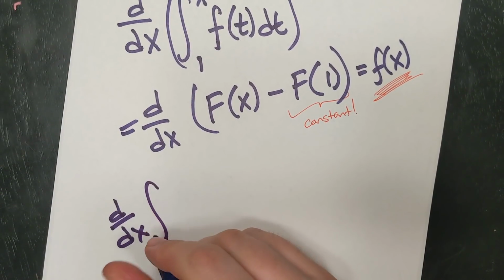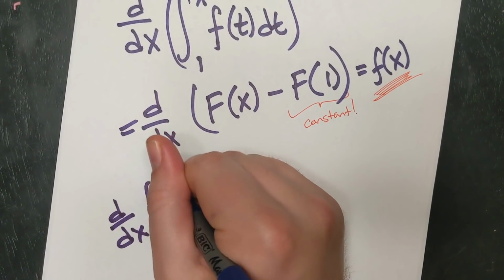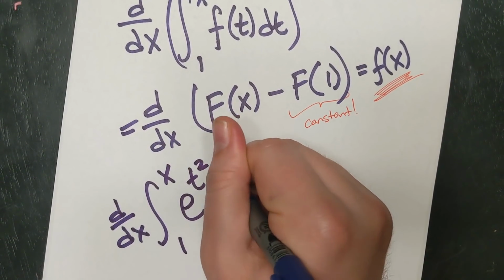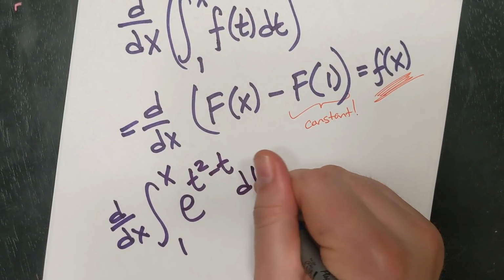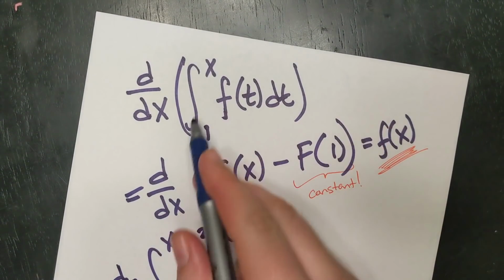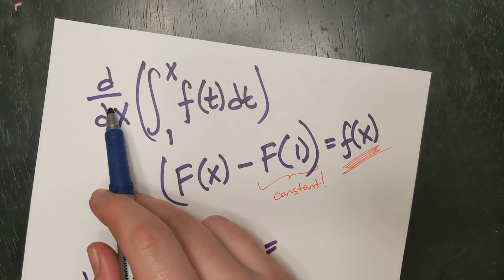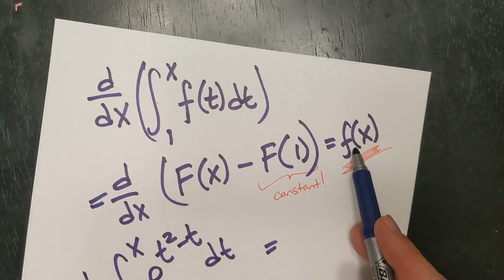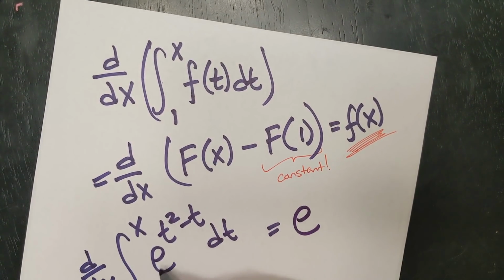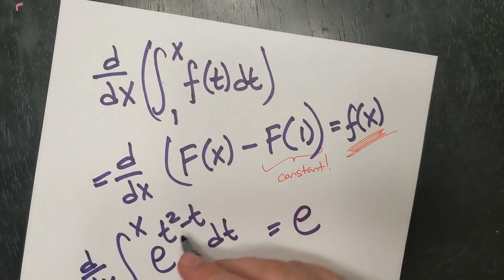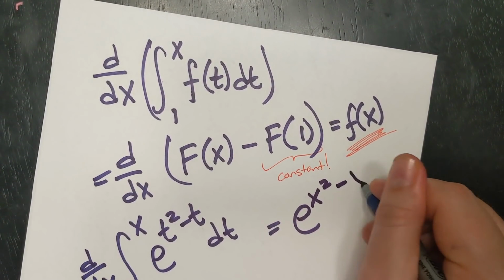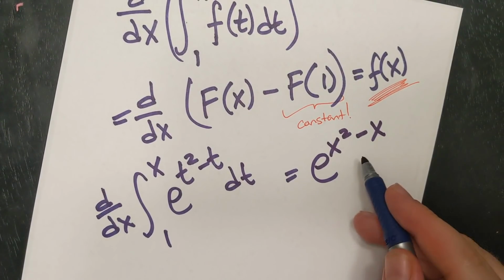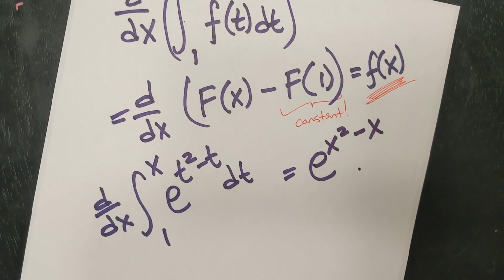So when I have a problem like, what is the derivative of the integral from 1 to x, or from 3 to x, or whatever, of e to the t squared minus t dt, this fundamental theorem of calculus tells you the derivative and the integral just cancel, giving you the original function, e to the t squared minus t, with x plugged in. So e to the x squared minus x. These cancel, but the x's take the place of the t's. So, pretty straightforward.